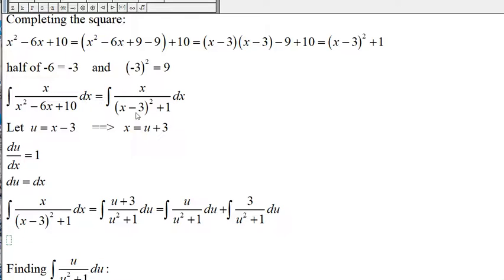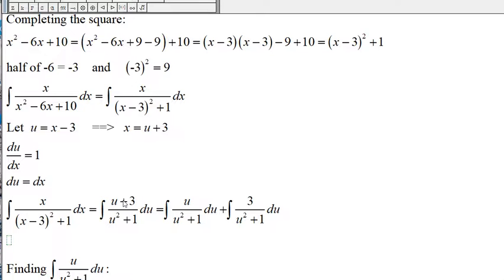Let u be x minus 3. And so we get x is equal to u plus 3. Here the derivative of u with respect to x is 1. So du is equal to dx. And so now the original integral in terms of u will be the integral, this x is u plus 3, over u squared plus 1.